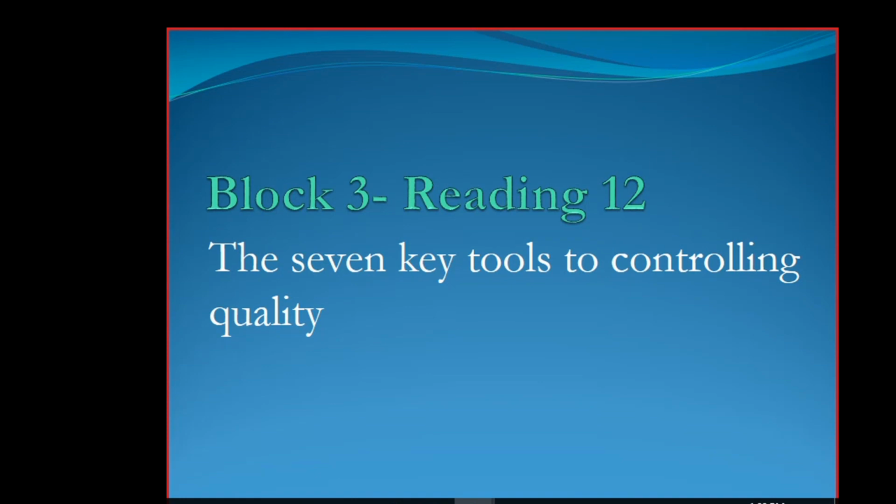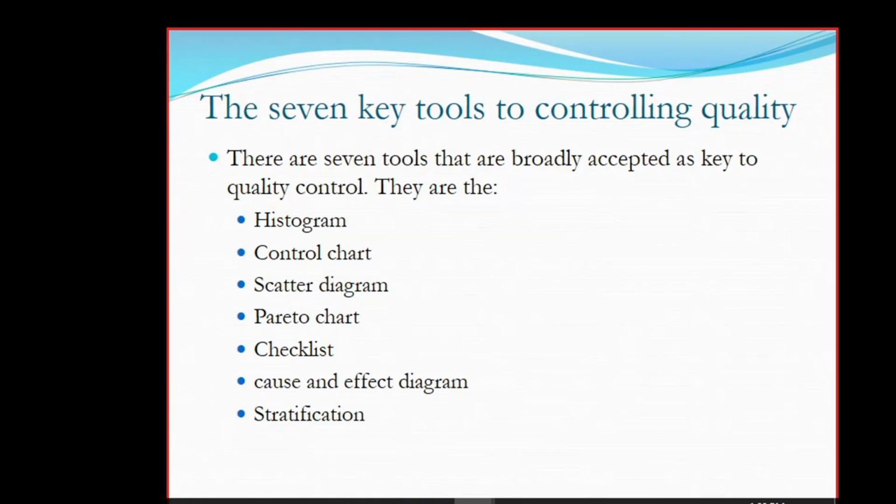Now we're going to move to reading 12. Reading 12 has tools to control quality. How do you control the quality using tools? Employees who work with quality use a lot of data. They use statistics. They use maybe spreadsheets and other software to track the quality within their organization.